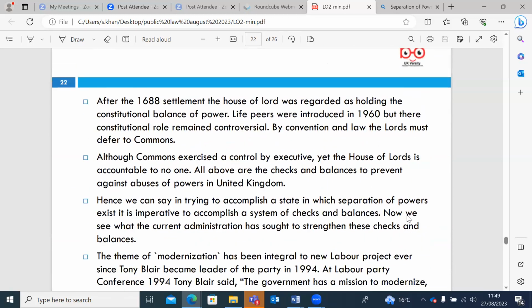So after the 1968 settlement, the House of Lords was regarded as holding the constitutional balance of power. Life peers were introduced in the 1960s, but their constitutional role remained controversial. By convention and the law, the Lords defer to the Commons.